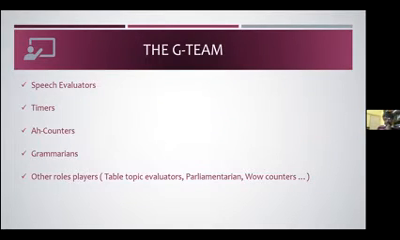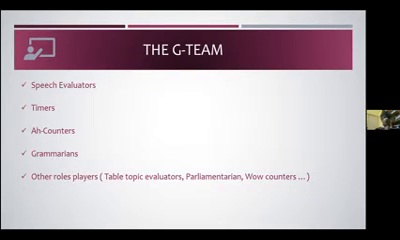So what is your team? Now, mostly we talk about our team as being the timer, ah-counter, and grammarian. The general evaluator will come to the stage and say, I cannot do it alone, and I have 3 role players to support me. Please remember, your team is bigger. The speech evaluators are part of your team. And in some cases, the other role players. We normally would have table topic evaluators if you are having a big table topic session. Some clubs have parliamentarians who look for whether you're not following the protocols and so on, and wow counters and so on and so forth. There are several other creative minds who have come up with more role players. So all these are part of your team. All these people are playing some roles that you are responsible for.